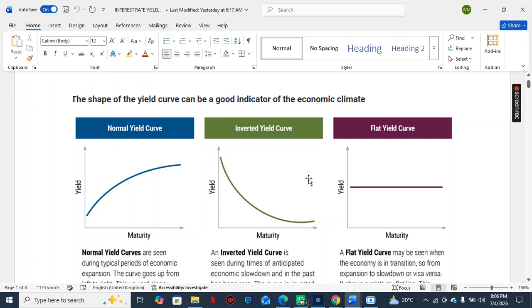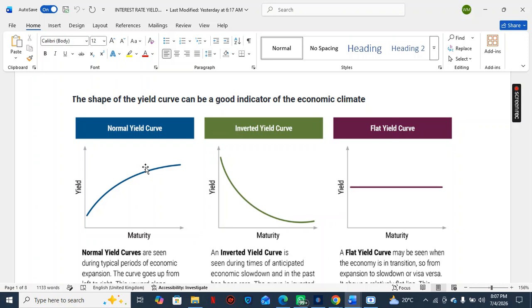Okay. This normal yield curve, what it usually tells you is this: the longer the maturity, the more return you expect. Why? Because you're giving up your money for a long time. So you expect a higher return than someone who's giving up their money for a short time. And there's also the inflation risk. The more time goes by, the inflation is going to erode your returns.